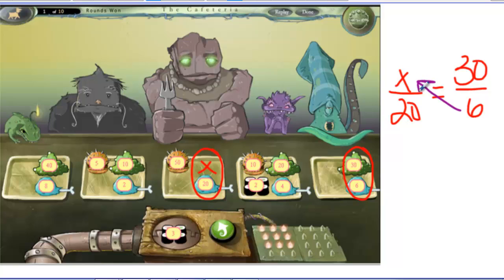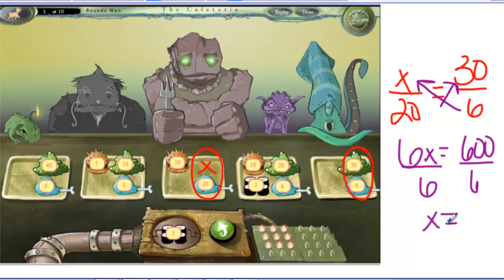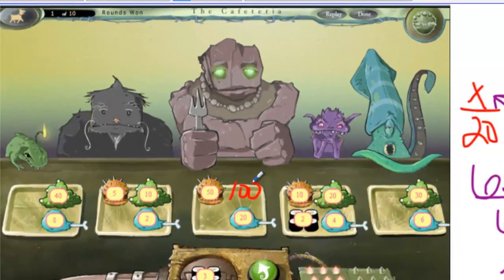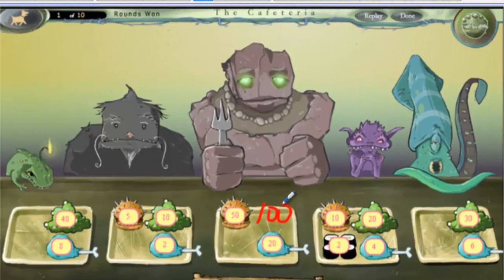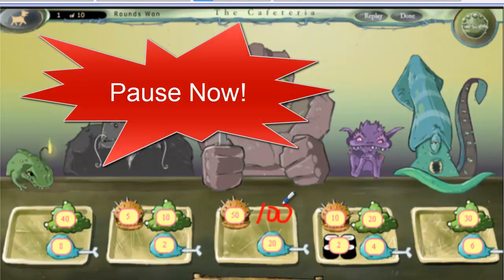So I am going to multiply diagonally, and I will get 6x equals 600. So I can pretty easily see 6 times what equals 600. x has to equal 100. So that means, if I erase this, that this amount right here has to be 100. So why don't you go ahead and try to figure out some or all of the numbers that would go in the other missing spots on the tray.